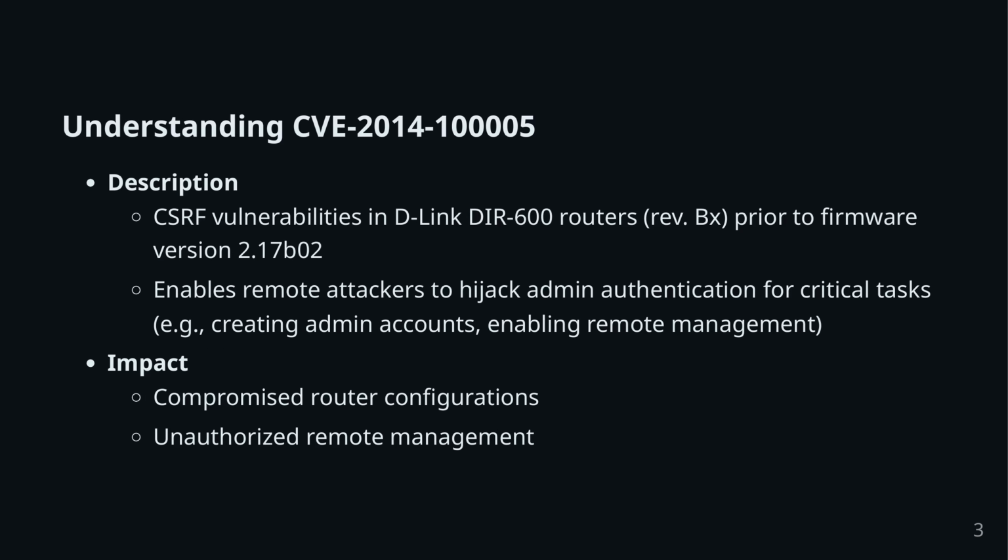This slide delves into understanding CVE 2014-1005, a critical CSRF vulnerability specifically affecting D-Link DIR-600 routers revision BX with firmware versions prior to 2.17b02. This vulnerability allows remote attackers to hijack admin authentication. The impact is significant, enabling unauthorized actions such as creating admin accounts or enabling remote management, leading to compromised router configurations and unauthorized remote management. This compromises network security, emphasizing the importance of keeping firmware updated to mitigate such vulnerabilities.